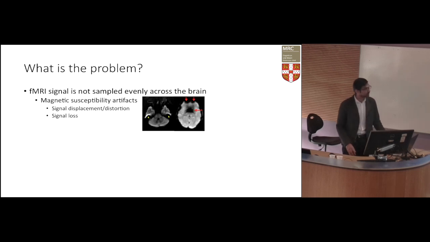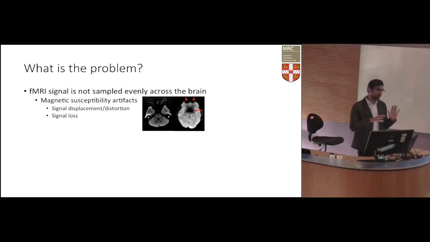So what is the problem? For those of you who don't know much about fMRI, we know that the signal that we get from fMRI is not sampled evenly across the brain. And this is largely due to the fact that in an MRI setting, you have an MR field, which when you introduce an object, even like a head, which has lots of different densities, it causes distortion in the MR field. And that causes problems with the actual signal you collect.